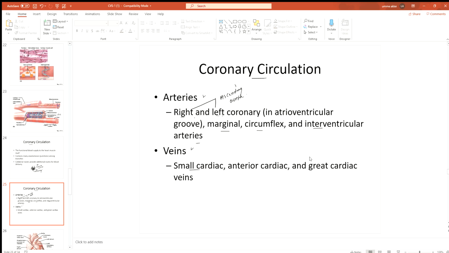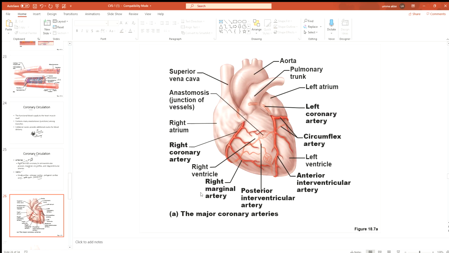The veins are small cardiac, anterior cardiac, great cardiac, middle cardiac. You can write it down: middle cardiac vein, and the short wide one in the back is the coronary sinus. I mentioned this before. So these are the main veins in the wall of the heart.